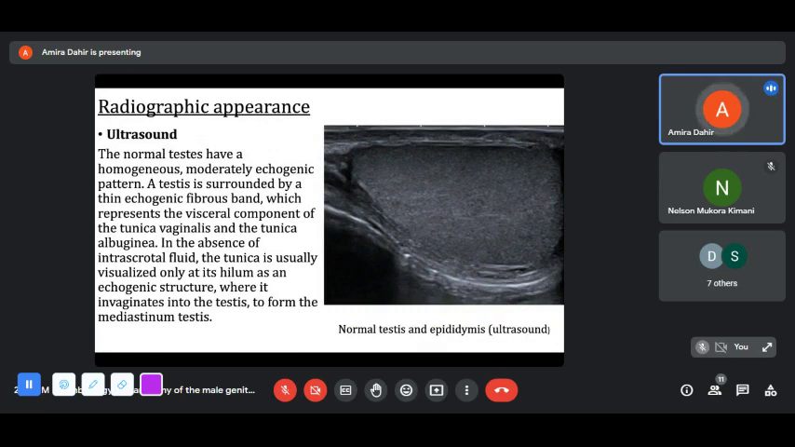On radiographic appearance, on ultrasound, the normal testes have a homogeneous, moderately echogenic pattern. A testis is surrounded by a thin echogenic fibrous band, which represents the visceral component of the tunica vaginalis and the tunica albuginea. In the absence of intrascrotal fluid, the tunica is usually visualized only at its hilum as an echogenic structure where it invaginates into the testis to form the mediastinum testis. So this is the appearance of the normal testis and epididymis on ultrasound.